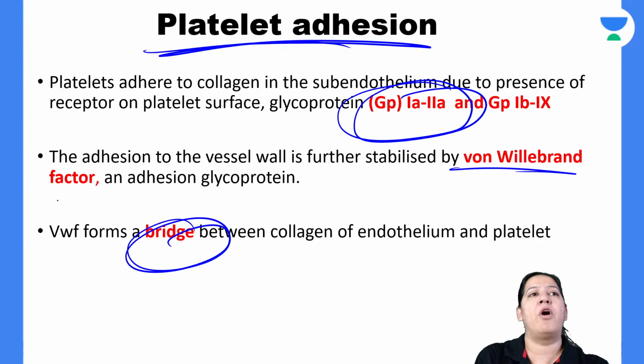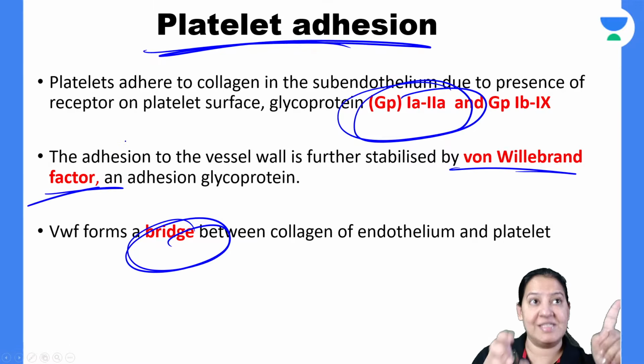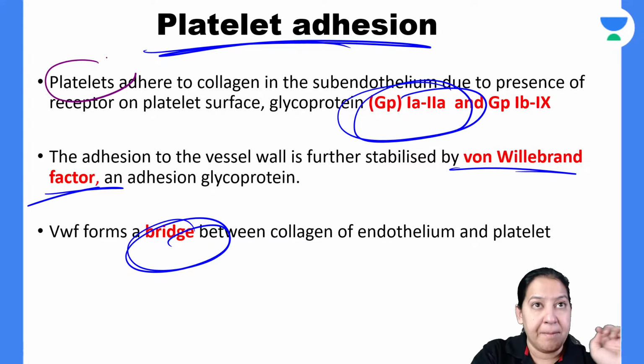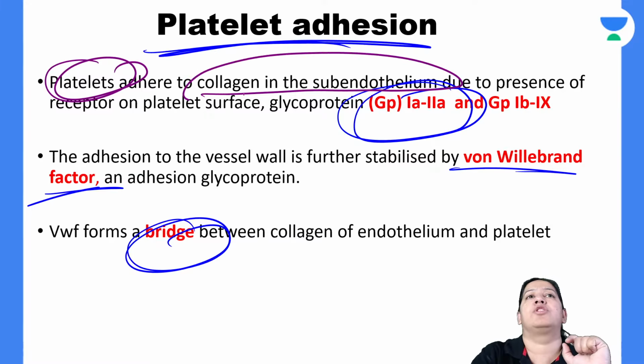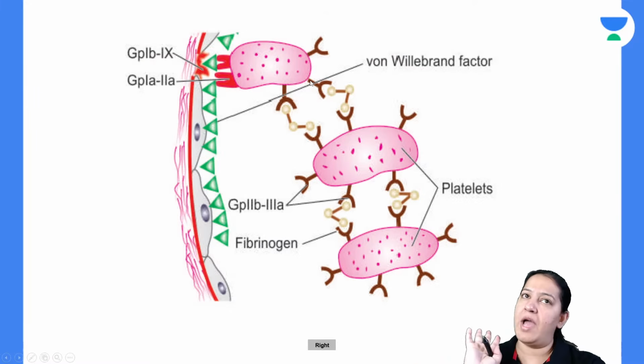The name of the bridge is von Willebrand factor. Here in this step, the platelets are forming bonds with the collagen in subendothelial tissue. That's why it is known as adhesion. So I am done with adhesion.